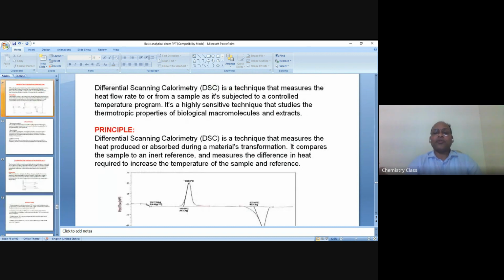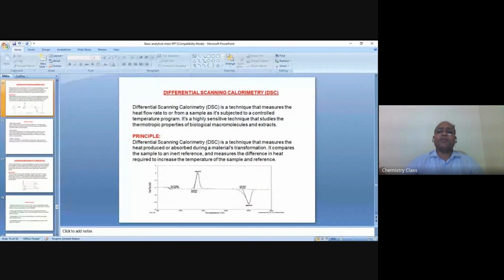Next, we come to differential scanning calorimetry, DSC. What picture is over there? Differential scanning calorimetry is a technique that measures the heat flow rate to or from a sample as it is subjected to a controlled temperature program. See, the heat may be absorbed or may be emitted, depending upon the material.